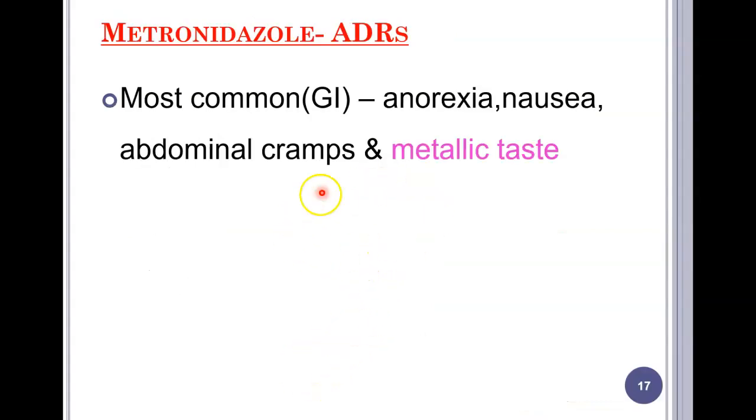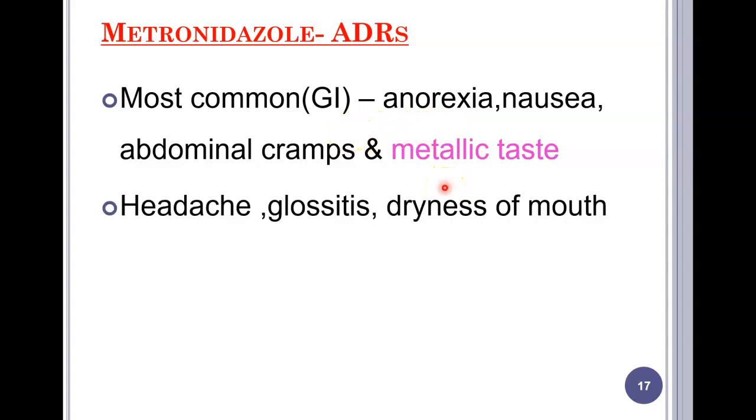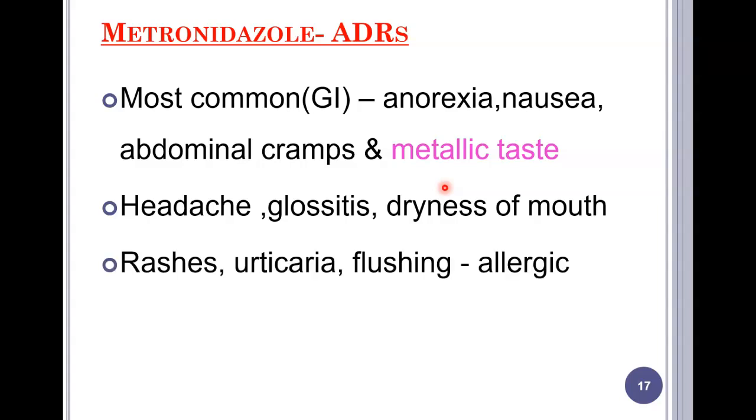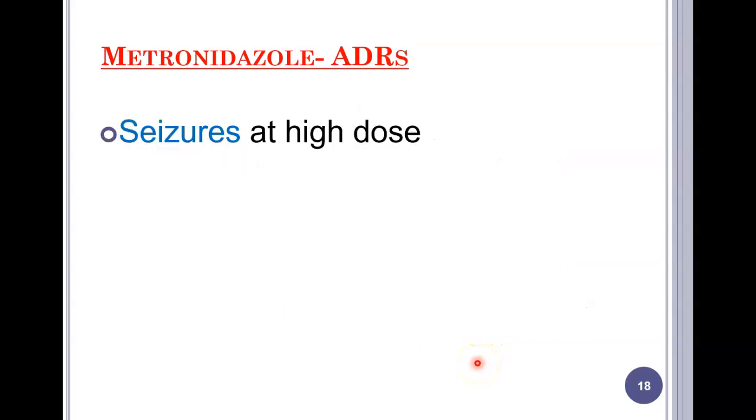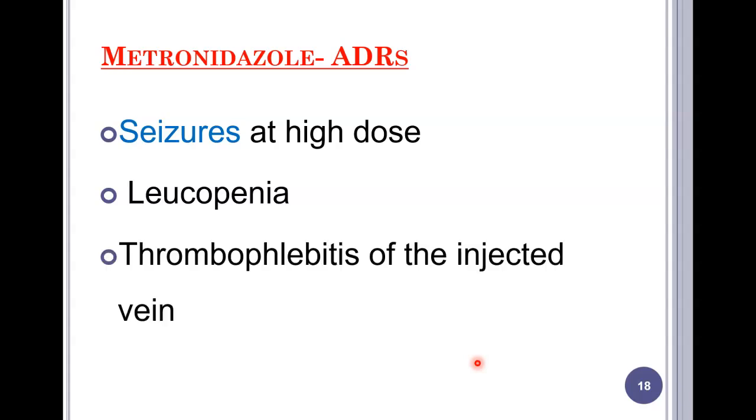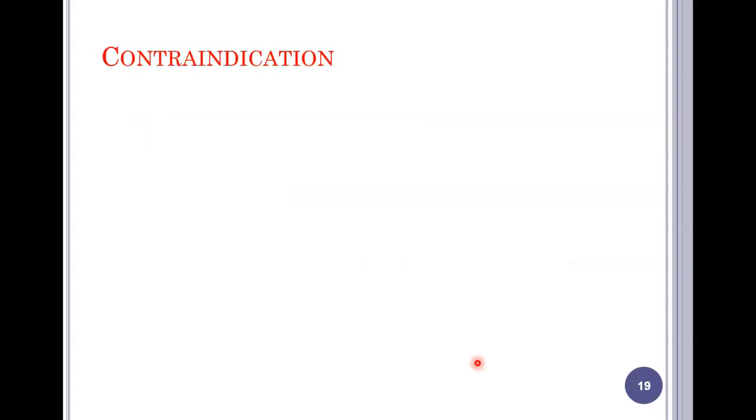The most common important adverse effects are gastrointestinal symptoms like anorexia, nausea, and abdominal cramps. Also an unpleasant metallic taste occurs. It can also cause headache, glossitis, dryness of mouth, rashes, urticaria, and flushing in allergic individuals. Prolonged use of metronidazole can cause peripheral neuropathy and CNS effects. Seizures occur at high dose. Leukopenia can occur. Thrombophlebitis of the injected vein is another adverse effect.